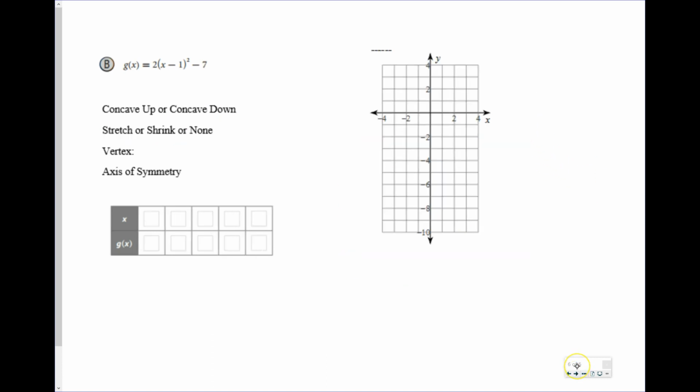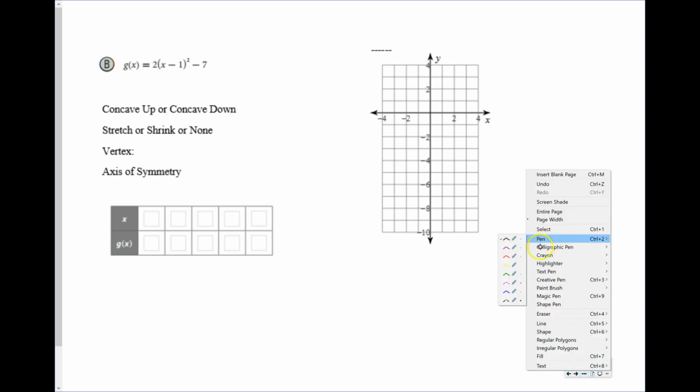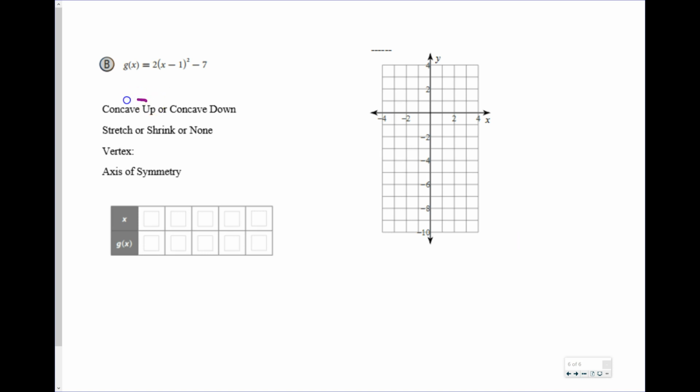Okay, and for the last example, if you want to try this one on your own, you totally can. You can always pause and try on your own. But I'm going to show this one using the graphing calculator instead of Desmos. So first I'm going to get all my information here. So I know that this graph is going to be concave up because that 2 is positive. I also know this is going to be a stretch as well because that 2 is greater than 1.